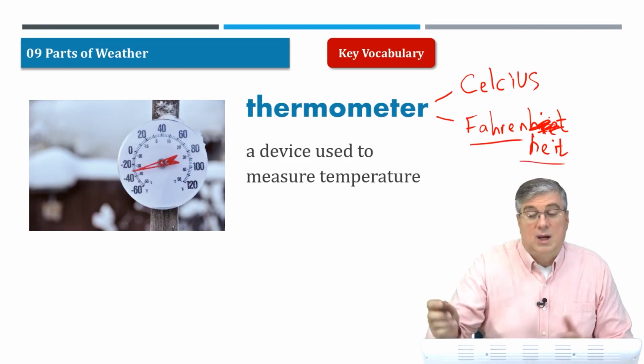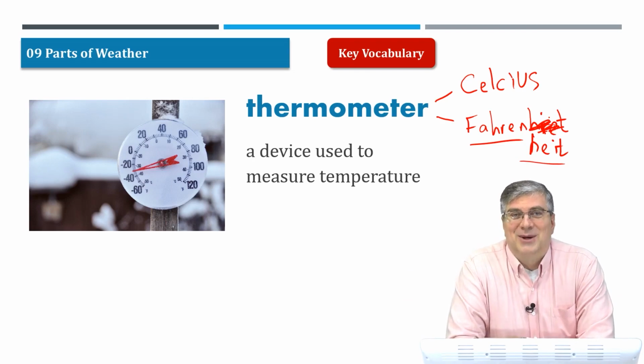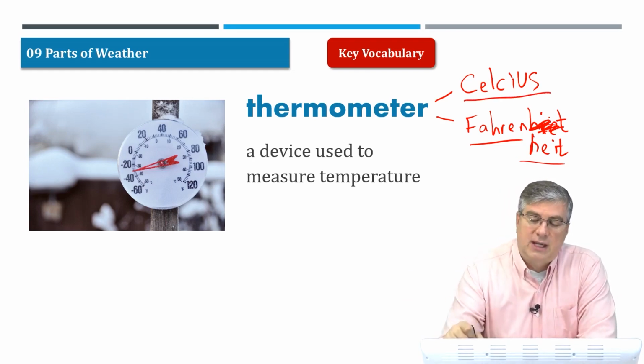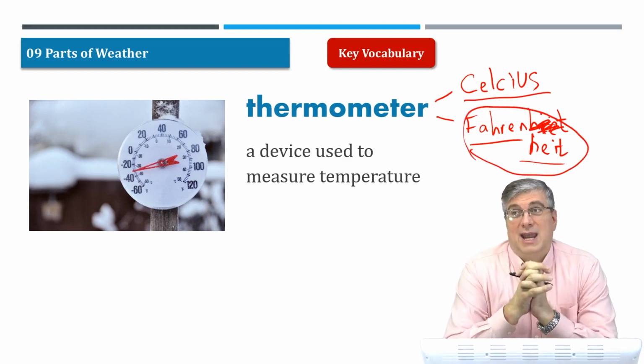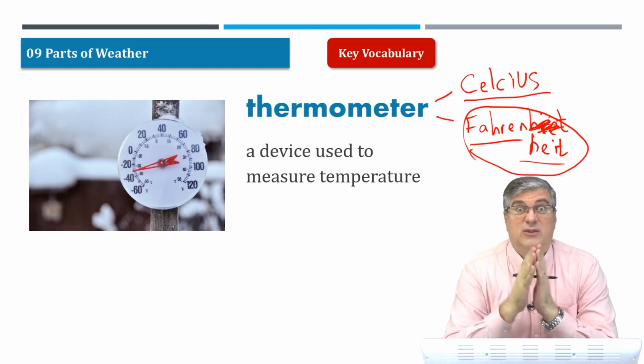Americans still use Fahrenheit. Why? They're old-fashioned. The rest of the world uses Celsius. When I came to Korea, I had to get used to Celsius because I was used to Fahrenheit. And so, I was used to, oh, it's 78 degrees out. That's great. But my Korean friend would say, 78 degrees, that's crazy, right?